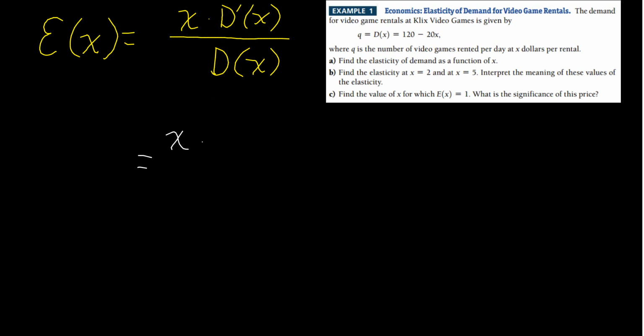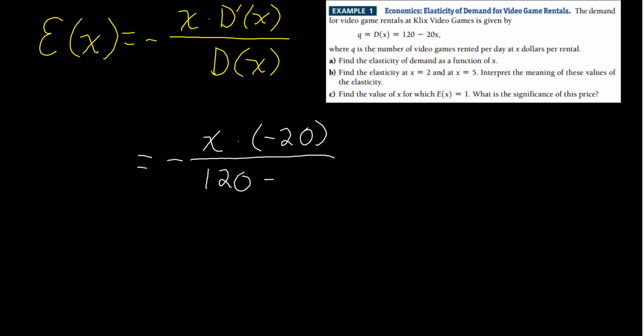Negative. There we go. So negative, and then we have x times negative 20. Of course, we'll clean that up here in a moment. All over the function d of x, which is simply 120 minus 20x.